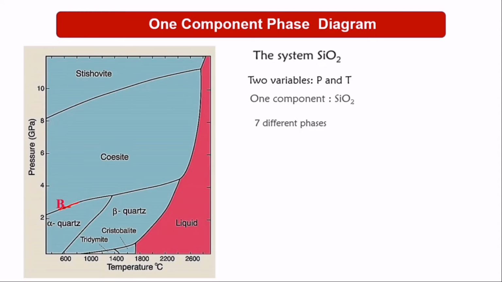So here, let's see. The number of phases here is 2, because we have the coesite and the quartz. This line, this curve, is between this phase and this phase.